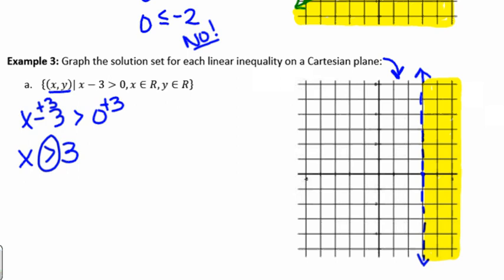Just to confirm, you can try 0 and 0 again as a testing point. So if your x is 0, I'm plugging in, is 0 greater than 3? No, that's false. So that's why I shaded. Another reason to show why we shaded on the right-hand side, because that side of the line does not satisfy our inequality.